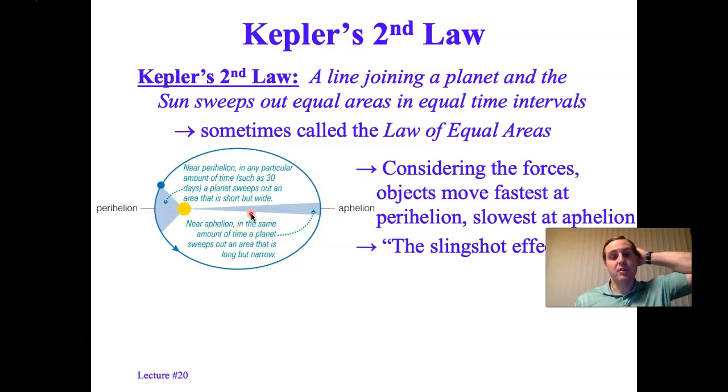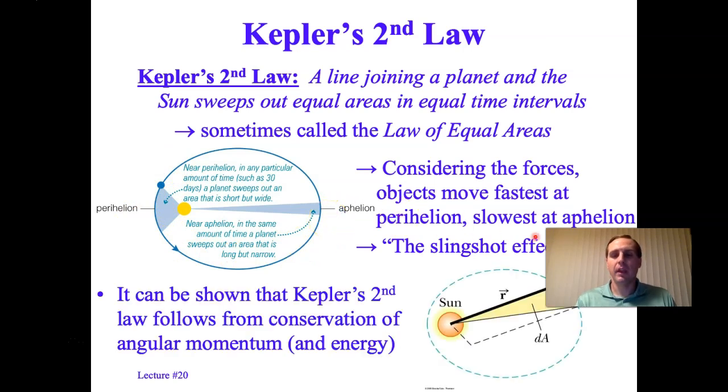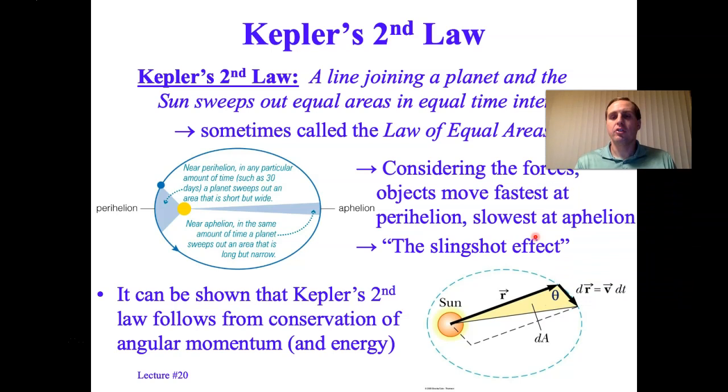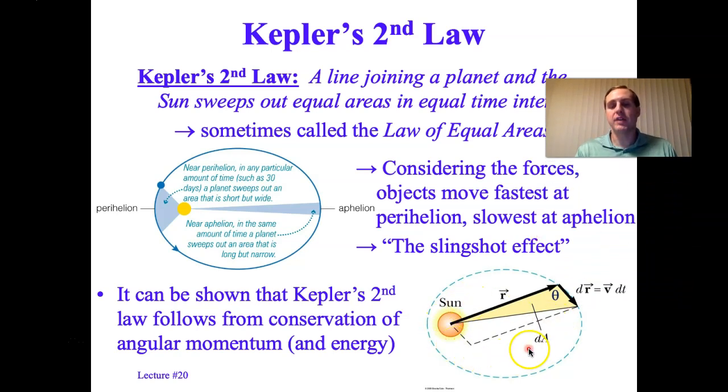Now, by the way, this is sometimes called the slingshot effect, that planets sort of slingshot around the Sun, move faster in this region and slower out here. And it can be shown using Newton's laws and the rotation from this class that Kepler's second law, equal areas, equal times, follows from the conservation of angular momentum and the conservation of mechanical energy. So if you consider those, you can just basically write down why equal areas and equal times should be correct.